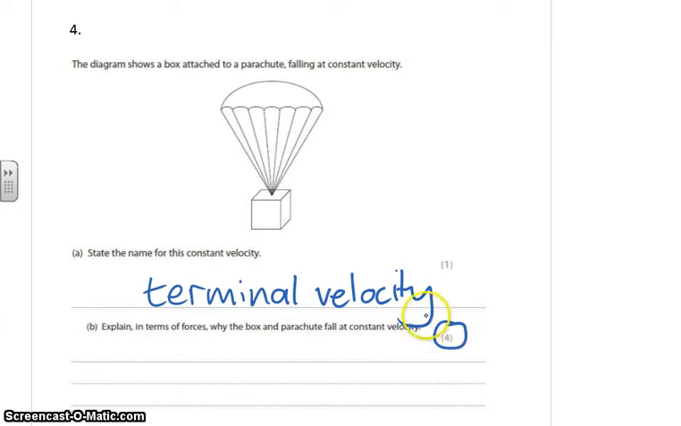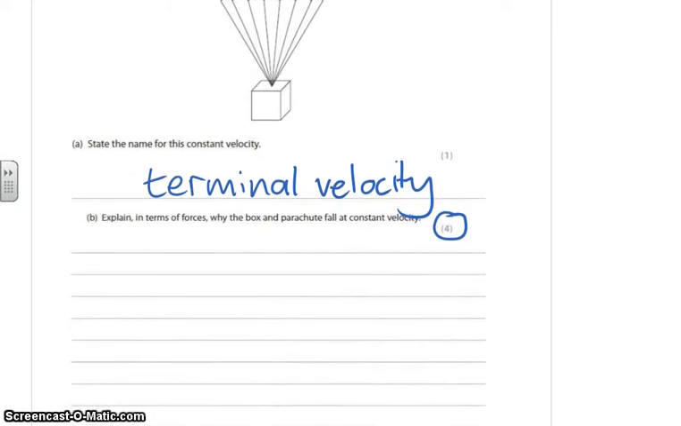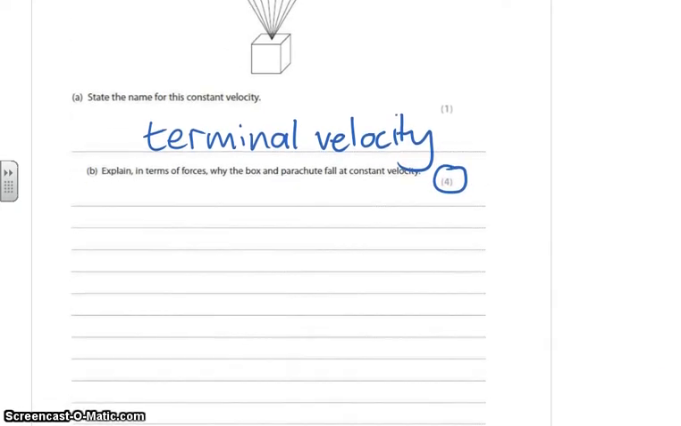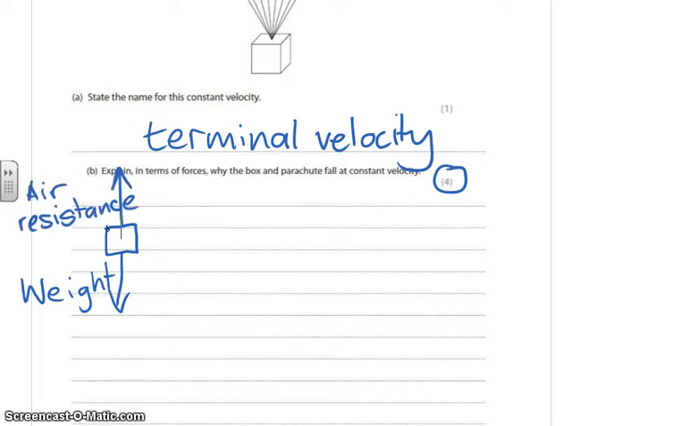Okay, so this is a 4 marker, so we're looking to say 4 things in our answer. Now the way that I would like to think about it is, first of all, just think about what forces are acting on the box. We've got the weight acting downwards, and we've got the air resistance acting upwards.